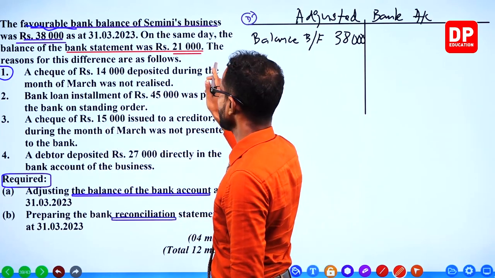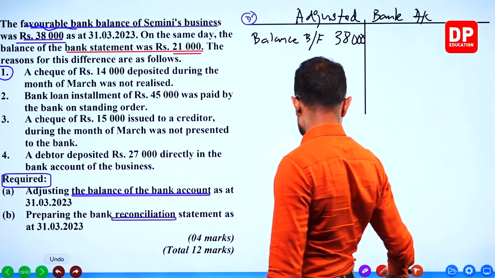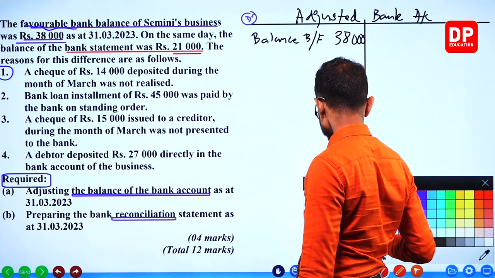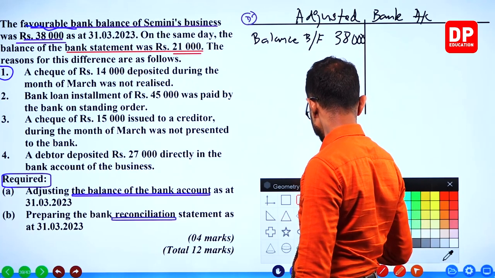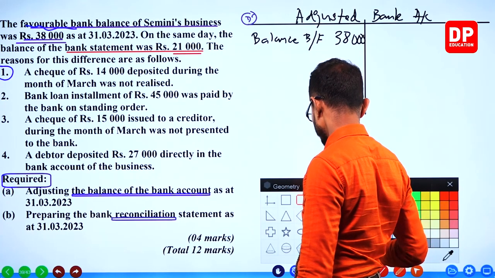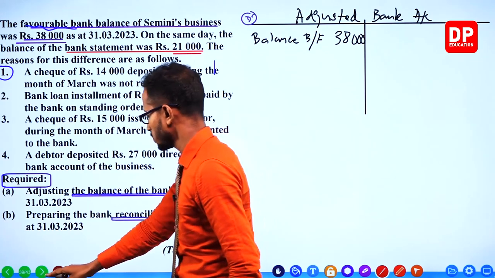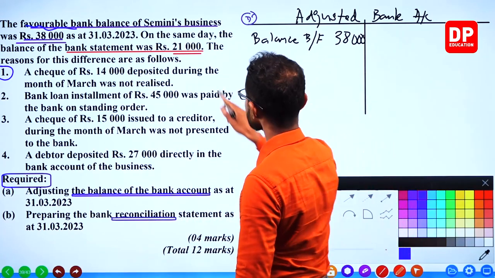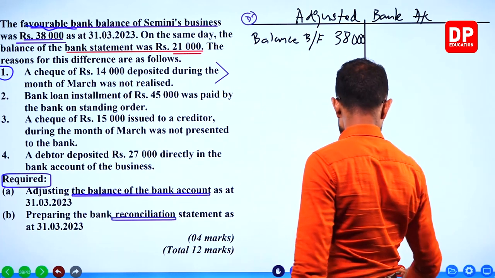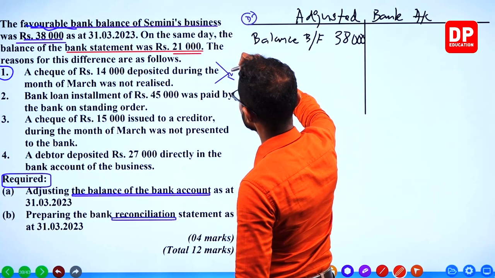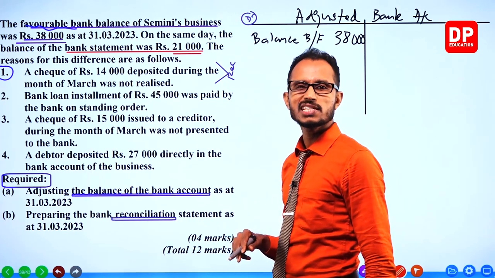So if it doesn't go to the business bank account, it should go to the bank reconciliation statement. Okay. Are you clear with that? This one should go to the bank rec. So I'll just write rec here. Rec is a short form for reconciliation.